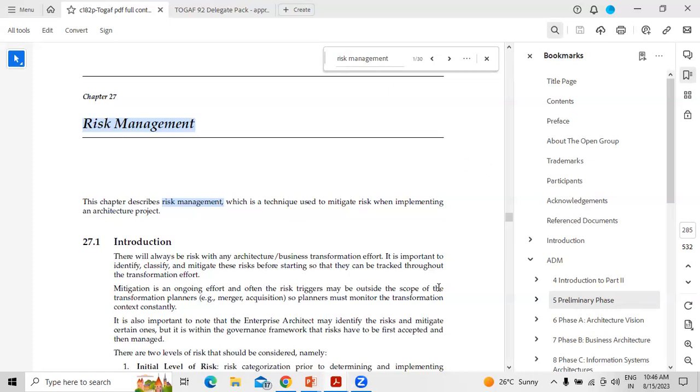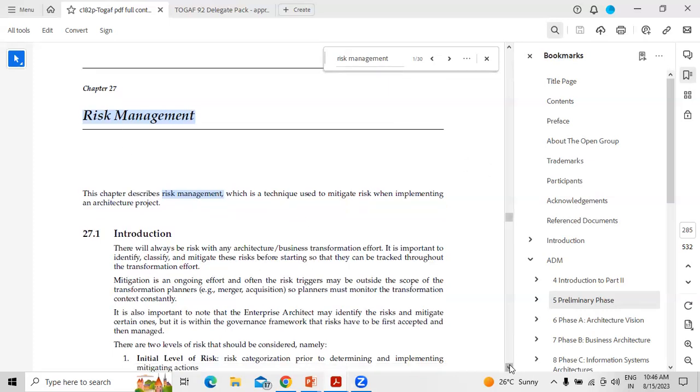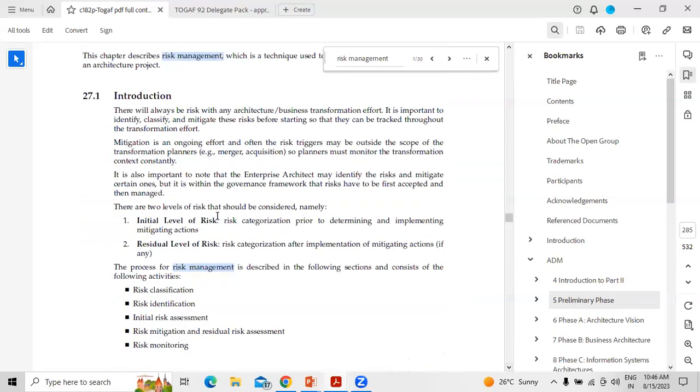So if you go to risk management, what does TOGAF say about risk? If you remember, we covered in class that TOGAF speaks about two things: initial level of risk and residual level of risk. Also, it speaks about classification, identification, and mitigation. All the steps may not be mentioned, but basically classification, identification, and mitigation are important.